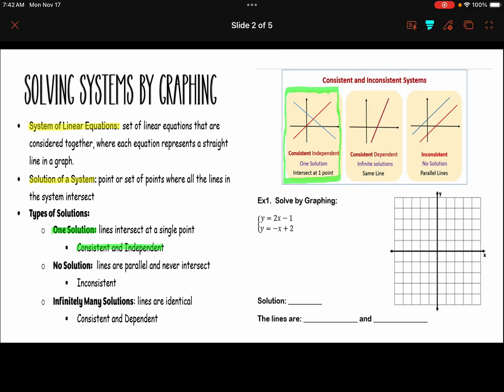Then we can get no solution, and that means they are parallel. They never intersect, so they are inconsistent. They don't do what they're supposed to. That would be this one.